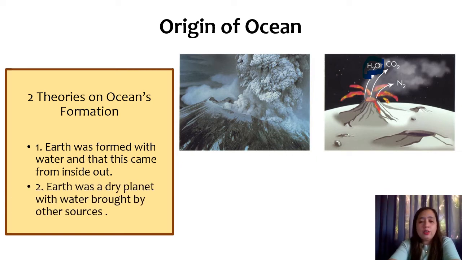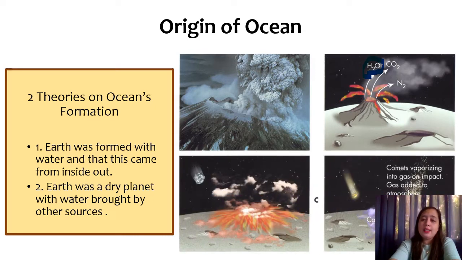However, there's another theory that Earth was a dry planet and water was brought in by other sources, such as your meteors and comets that were constantly bombarding the primitive Earth. Now, if you will ask which of the two is correct, ma'am?